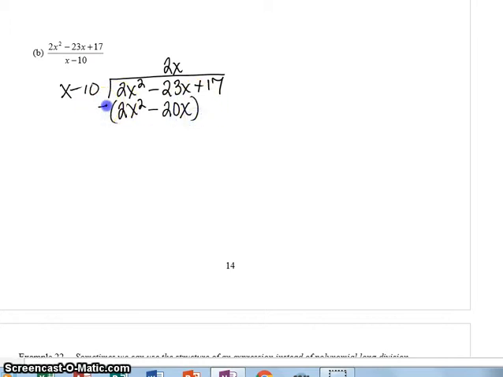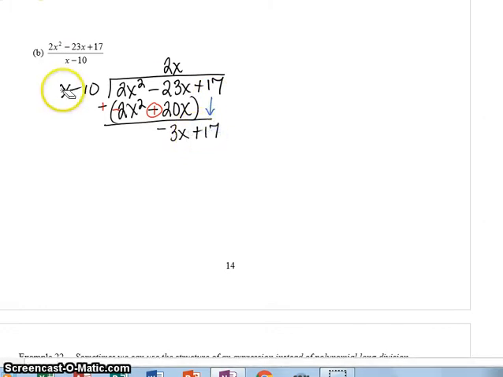Put it in parentheses, subtract, but because it's that subtraction, you have to change all the signs. So this becomes negative and positive. Okay, so 2x squared minus 2x squared is 0. We always want that. And now you have negative 23x plus 20x is going to be a negative 3x. Okay, you're going to drop down the plus 17.